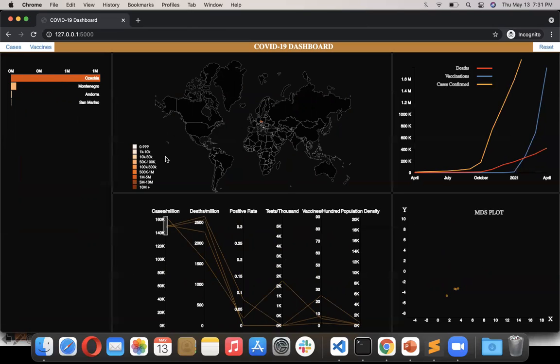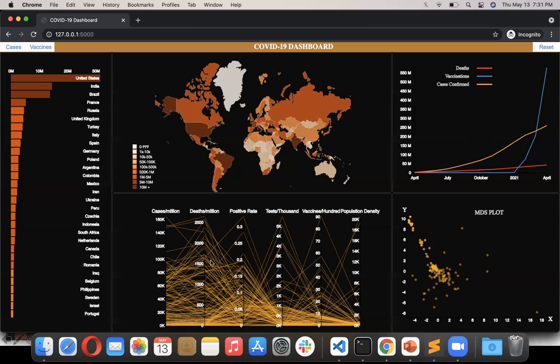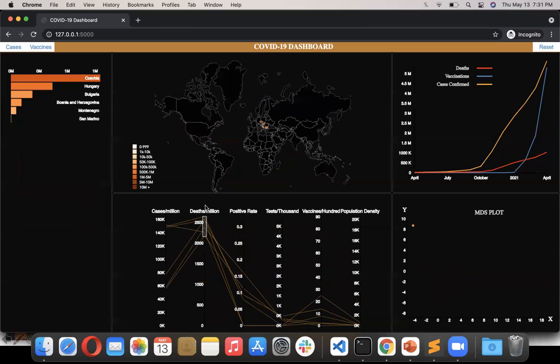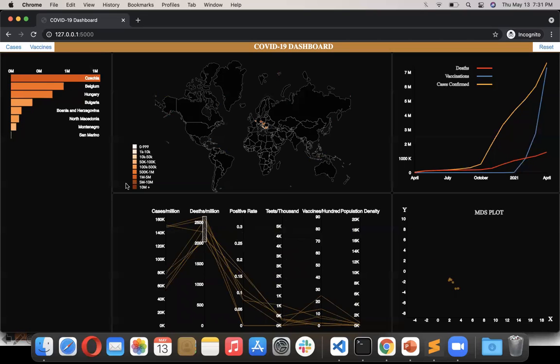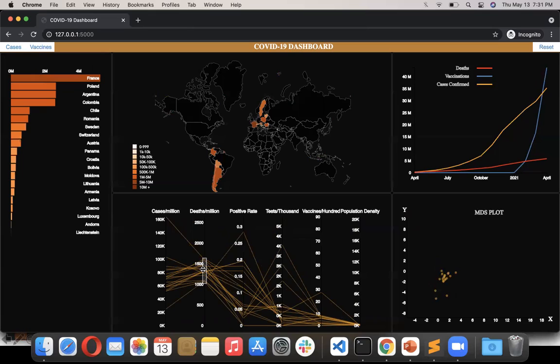So now let's analyze deaths per million. Similarly, Czech Republic has higher deaths per million. Surprisingly, Hungary, Bulgaria, and a few other European countries like Belgium also had higher deaths per million when compared to United States, India, and all other countries which we think were affected the most.